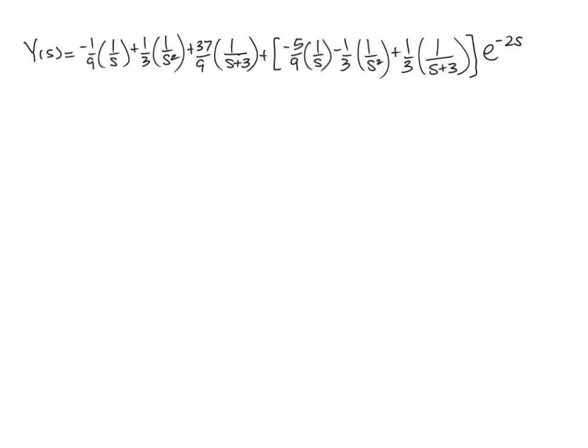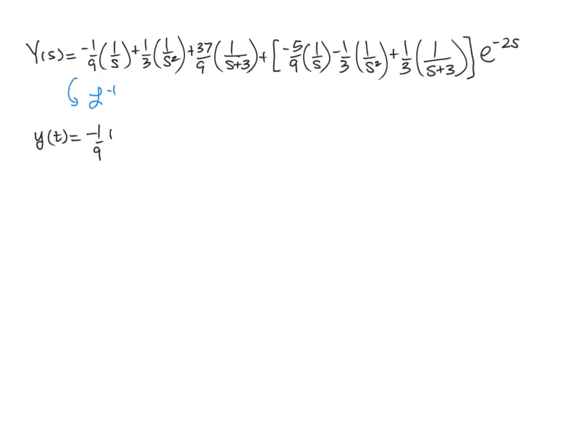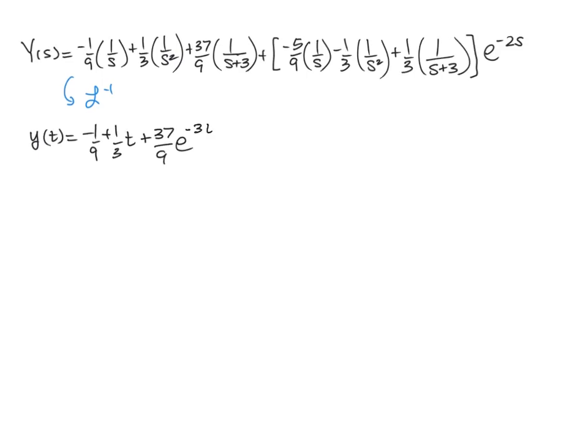Okay, so after our partial fraction decomposition from earlier, we can now go through and take our inverse Laplace transform. And in doing so, we're going to have little y of t is equal to -1/9, which is just a constant because it's 1 over s, plus 1/3 t plus 37/9 e to the -3t.